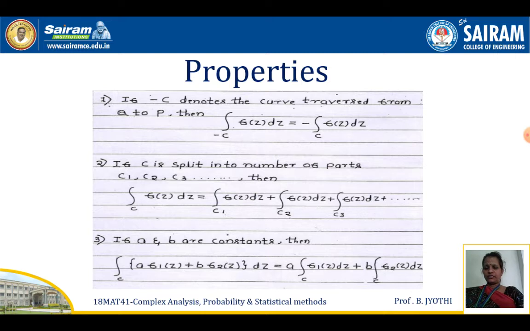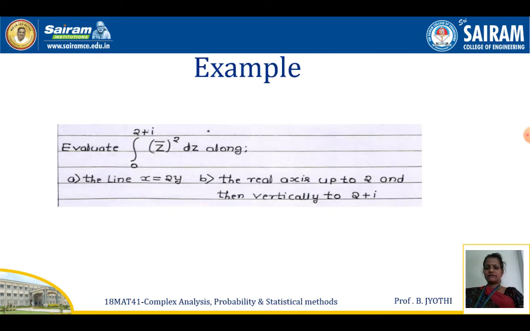Next property, if A and B are constants, then it is like a linearity property. Integral along C of A f1 of z plus B f2 of z into dz is given by A, which is a constant taken outside, A integral along C f1 of z dz plus B integral along C f2 of z dz. These are the various properties, the three properties mainly we will be using while solving the different problems. Let's see the first example.